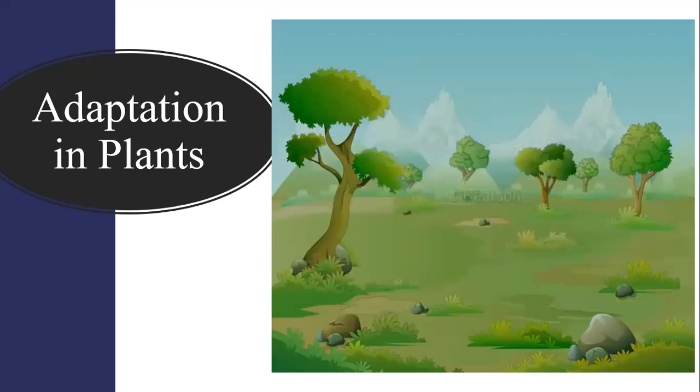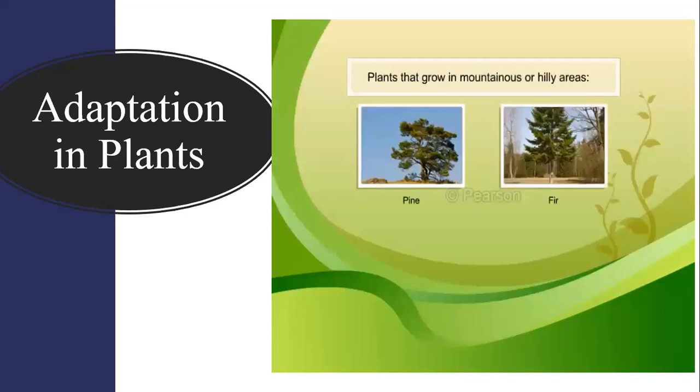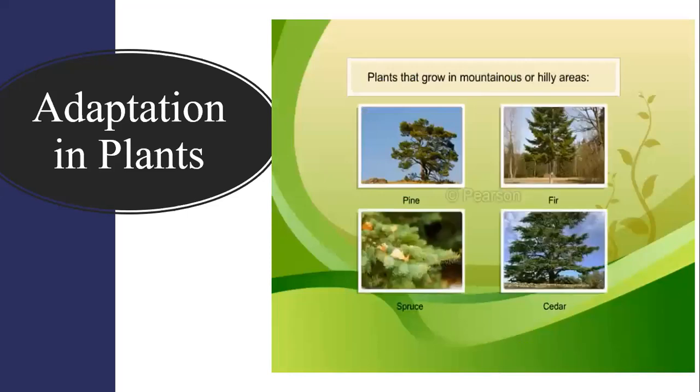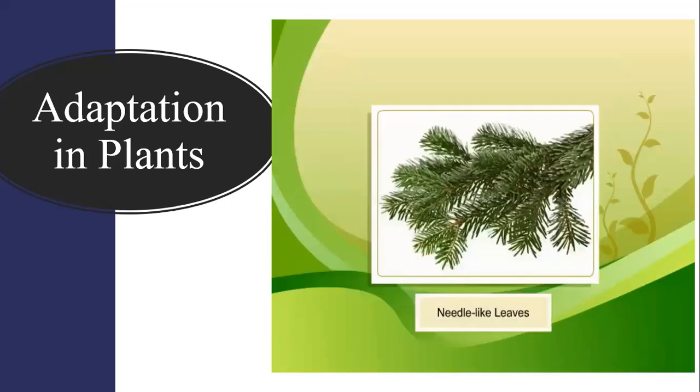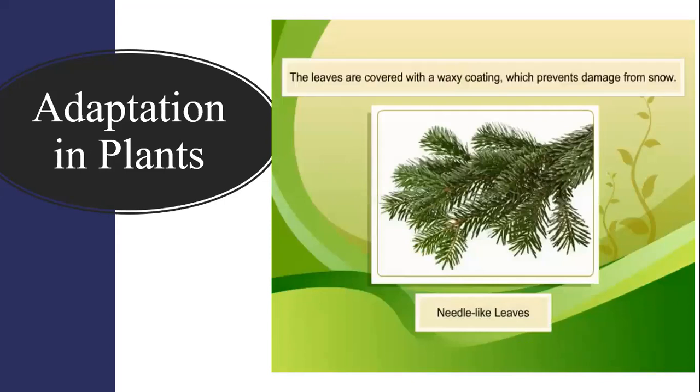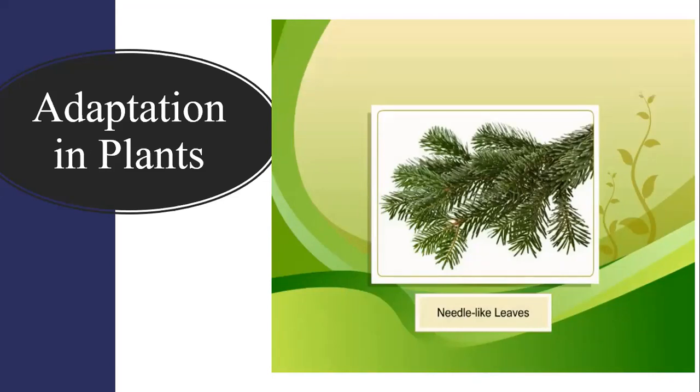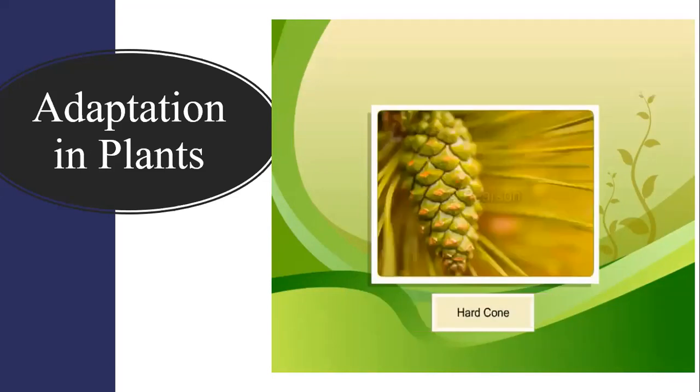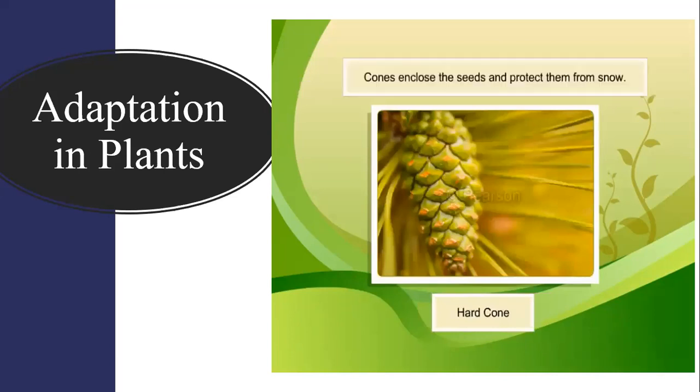Plants like the pine, fir, spruce, and cedar grow in mountainous or hilly areas. These plants are cone-shaped. This allows snow to slide off easily. These plants have needle-like leaves, which are covered with a waxy coating. This prevents damage to the leaves from snow. These plants have hard cones instead of flowers. Cones enclose the seeds and protect them from snow.